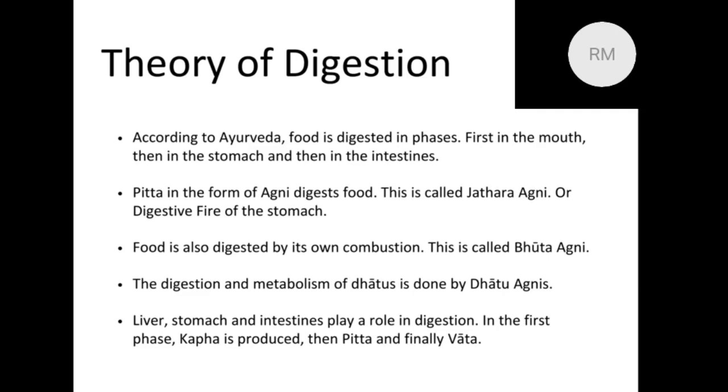So the next is Bhuta Agni. Bhuta Agni is the fire inside the objects. So when the fire is too low, I will come to that. When the fire is too low, you will understand this once I also describe another type of Agni which is called Dhātu Agni.